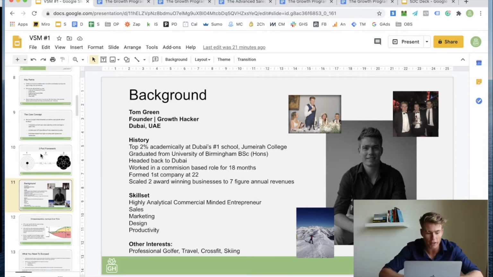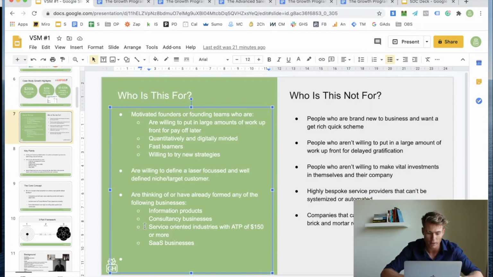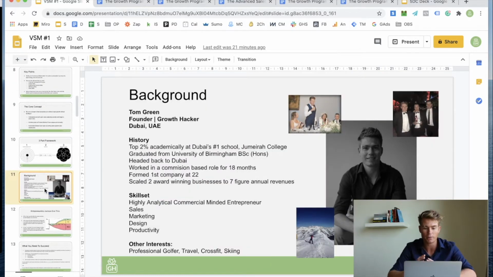Okay, so looking back to the kind of companies that this is suited for, I formed a business that was basically this. It was a service-oriented business with an average ticket price of more than $150 with golf coaching. Okay, so with this business, I was able to scale that business up, Golf DXB and also Kids DXB, up to 7-figure annual revenues. Okay, and I was able to do this with a real drive for scale and a real drive for improving processes.